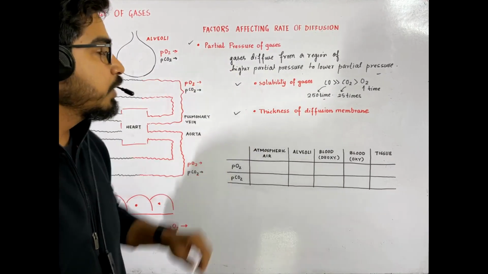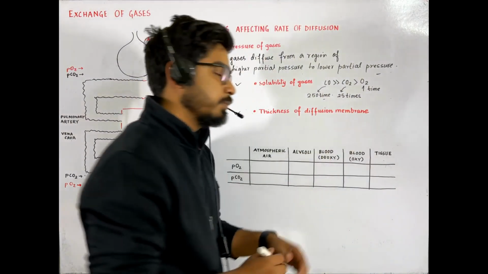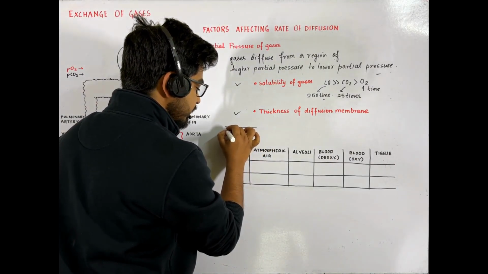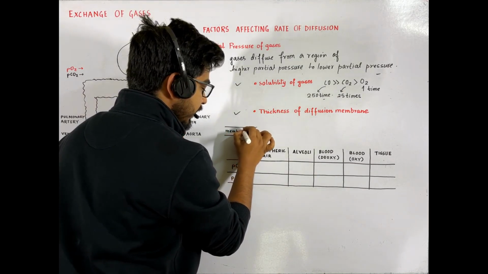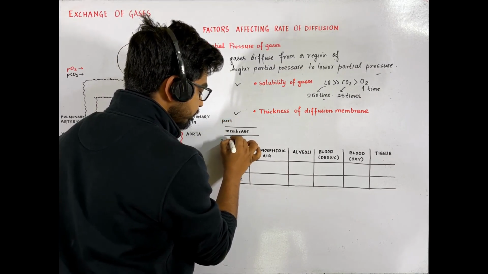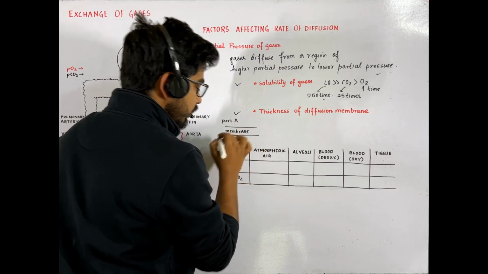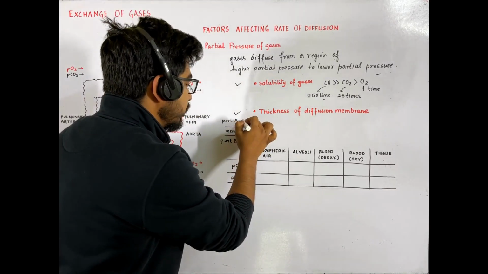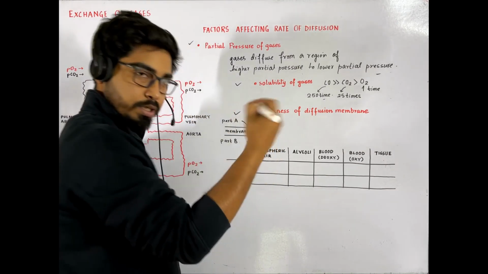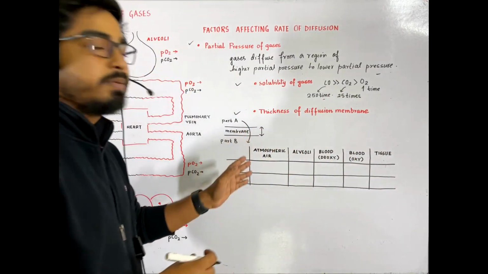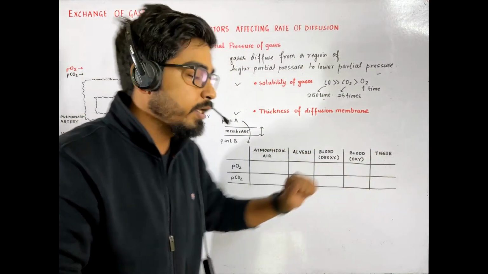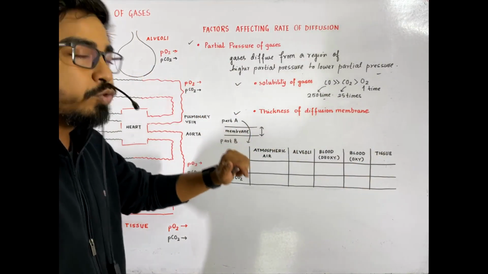Okay, now coming to the thickness of diffusion membrane, this is inversely proportional. See, if this is the membrane, and the gases will diffuse from part A to part B, they will travel through the membrane like this. Now if the thickness of the membrane is more, it will take much more time to cross the membrane. So if the thickness is more, then the rate of diffusion will be slow. If the thickness is less, then the rate of diffusion will be high.